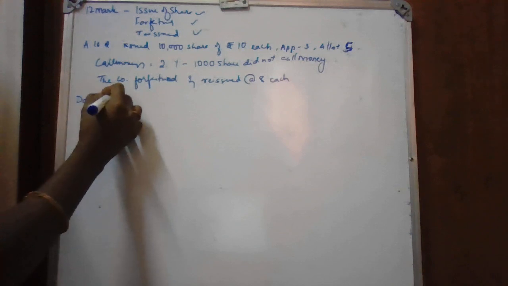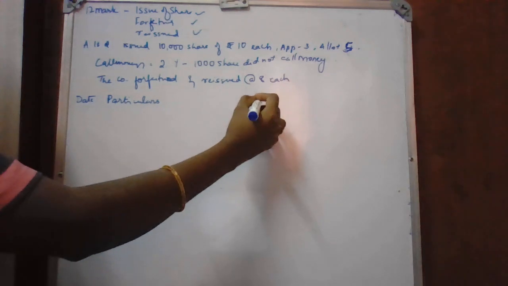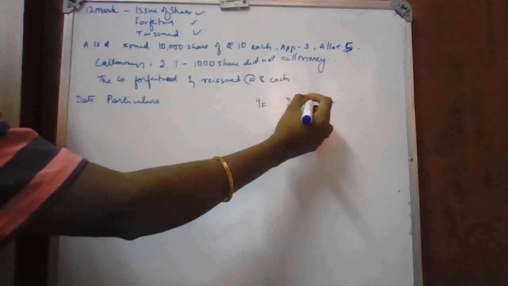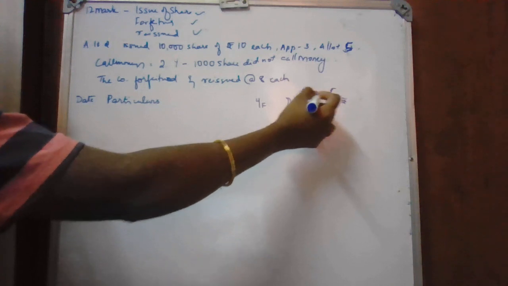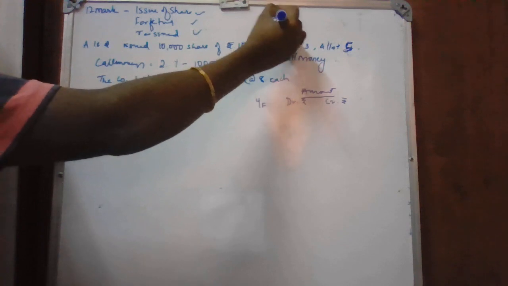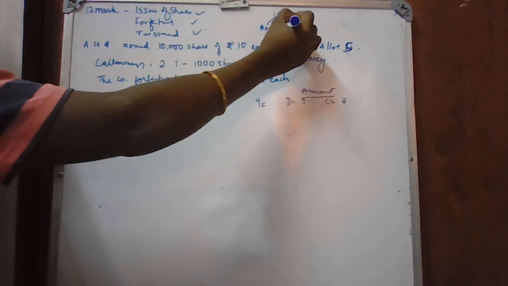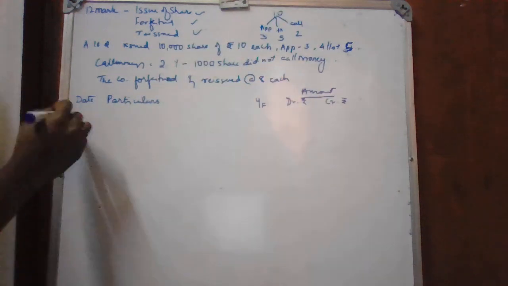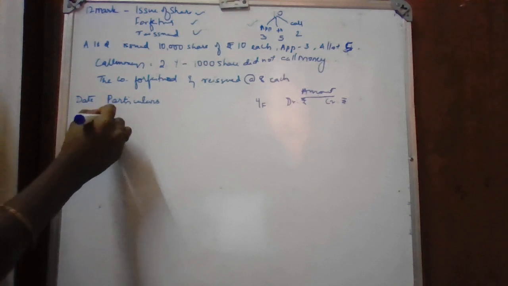the same journal format: date, particulars, LF, and debit and credit. This is in rupees. This total is together amount. First, with respect to application, allotment and call money. Application is 3, allotment is 5, call money is 2. First stage is application. So once you are issuing, you tend to get money.